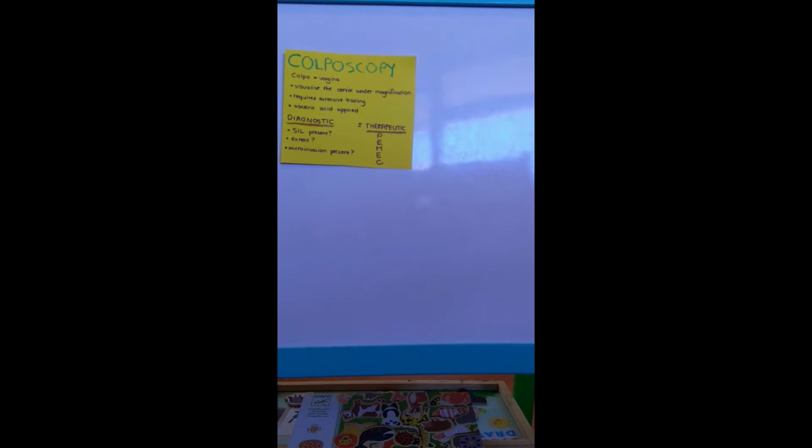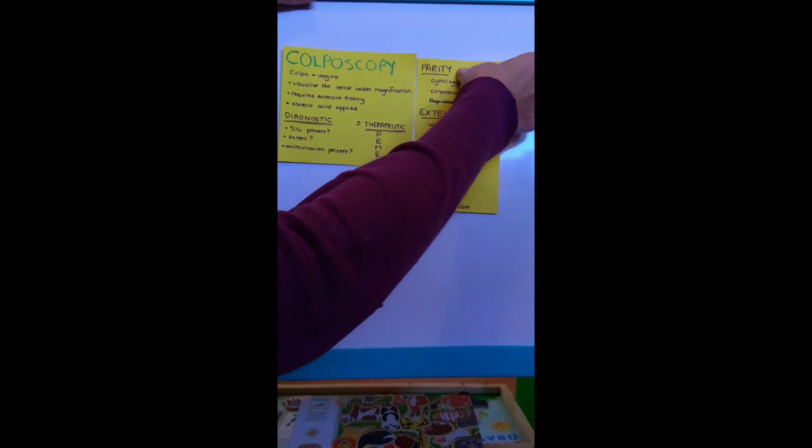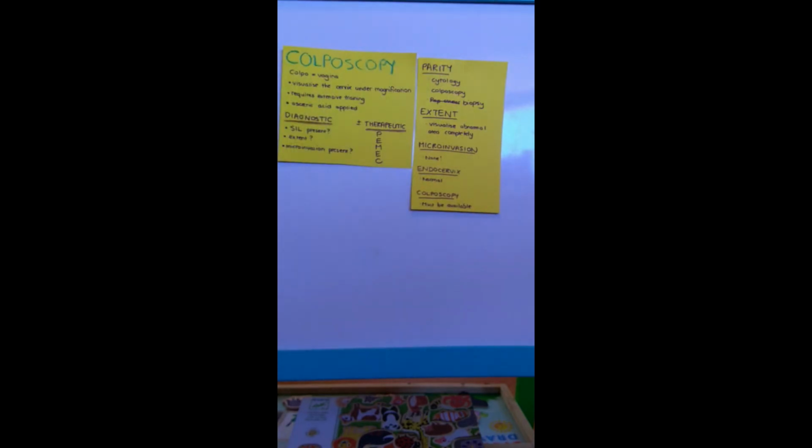Then there are certain criteria that need to be met in order to actually treat the lesion that's being seen. And I use the memory aid PEMEC to remember what those diagnostic criteria are. So the P is for parity. Is there parity between the different results?